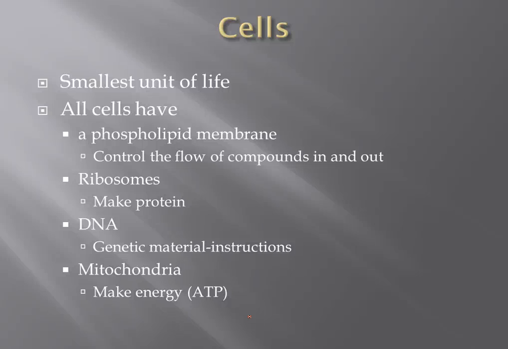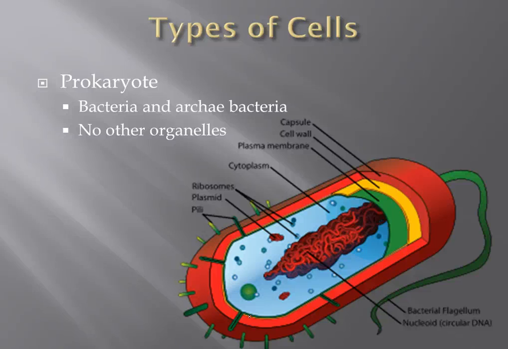Other parts of the cell that I want you guys to know are the ribosomes. Ribosomes make proteins. That's going to be very important later on. The DNA is found in the nucleus. That is the genetic material. It is essentially the blueprint or the recipe book for the entire body. And the mitochondria make energy, that ATP molecule. And it is here with what the mitochondria does that I'm going to spend a little bit more time in just a moment.